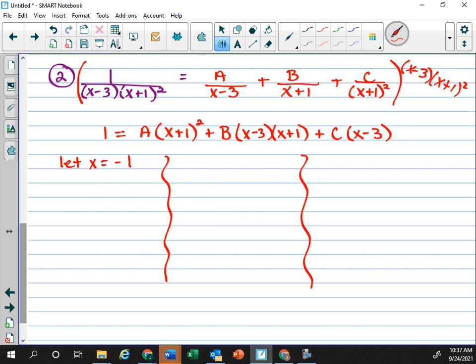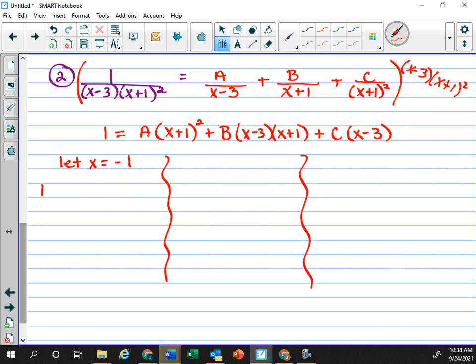Why do you think I picked -1? It's going to get rid of the a. Is it going to get rid of anything else? Yeah, it's going to get rid of the b also, because anywhere, if x is -1, anywhere there's an x plus 1, that becomes 0 times all the other stuff, right? Okay. So the left side of my equation is just a 1.